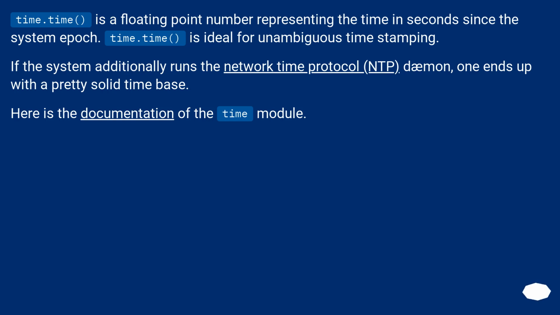Time is a floating point number representing the time in seconds since the system epoch. Time is ideal for unambiguous time stamping. If the system additionally runs the network time protocol, NTP, daemon, one ends up with a pretty solid time base. Here is the documentation of the time module.